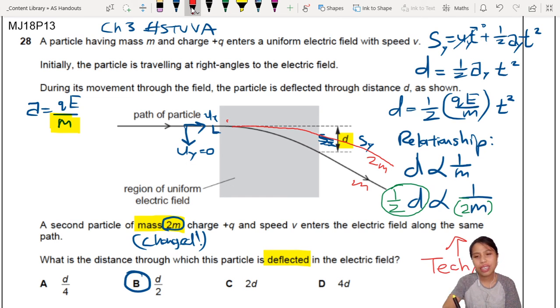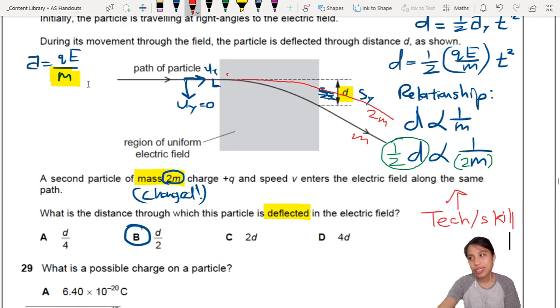Okay, so this is a very good tech skill to determine the relationship between things. If you change this, what happens? If you change this, what's the factor of the other thing changing? If you change m, how is the deflection going to change? Okay, let me scroll a bit so you can see that.